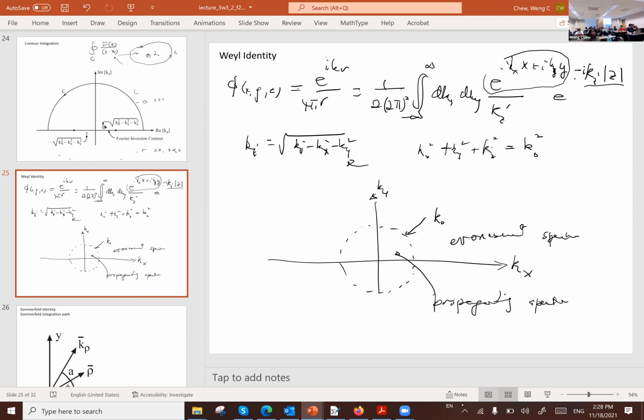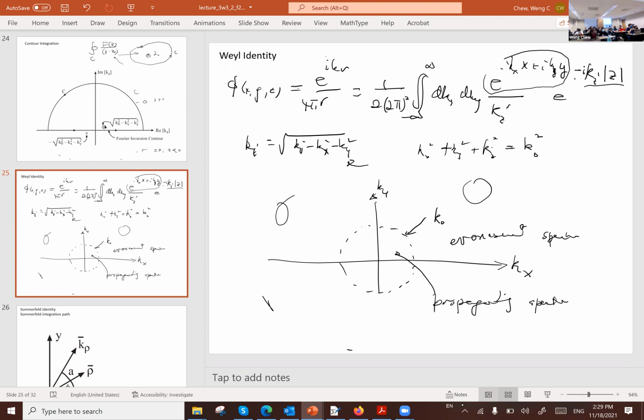Can you see that? So this physics is very important. It says that if you have a point source and it produces the field, the evanescent spectrum essentially makes the field unmeasurable. So when kx and ky values are large, what do they correspond to? When kx and ky values are large, what do they correspond to?